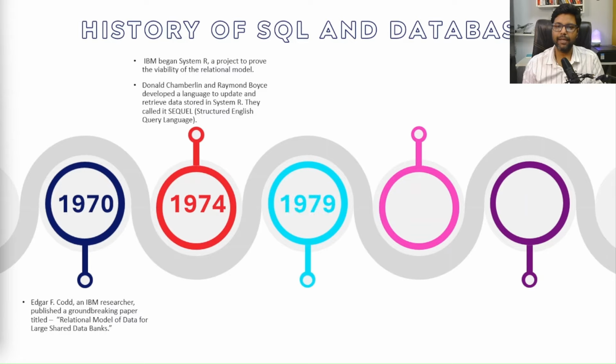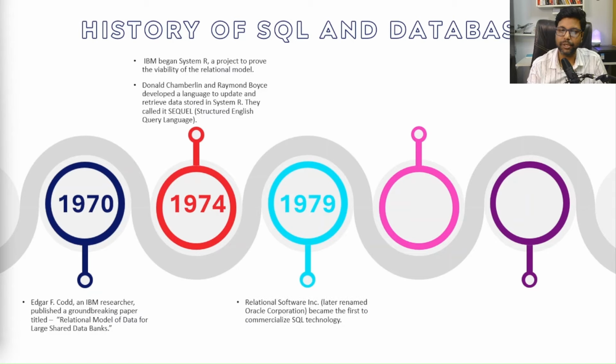In 1979, Relational Software, which is now known as Oracle Corporation, became the first company to commercialize SQL technology. They released Oracle V2, right? That's the first commercial SQL-based DBMS. And IBM, despite inventing SQL, was slower to market. They finally released SQL/DS, their first commercial relational database, in 1981.